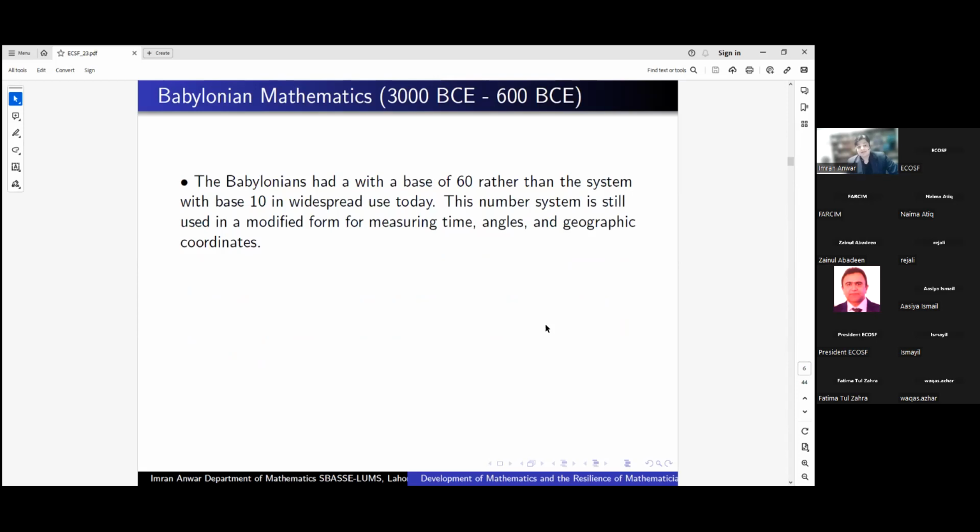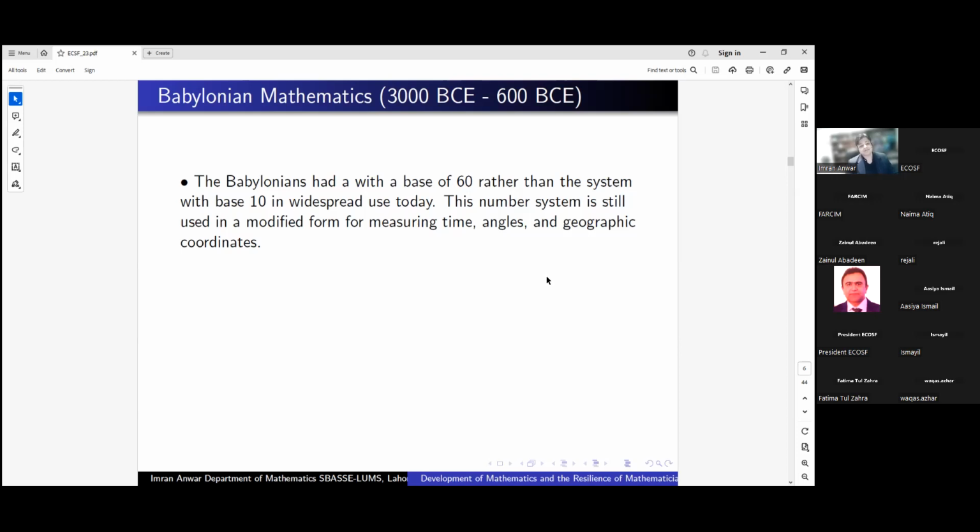So Babylonian mathematics, which spans from 3000 BC, I should mention even 3000 BC. There are some evidences there. So 3000 BC to 600 BCE, the Babylonians had a base of 60. So they worked with base 60 numbers. They don't have the same number system that we are using today.